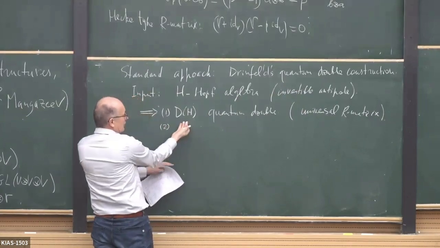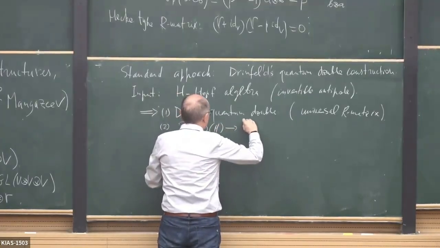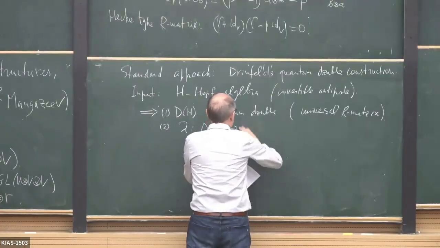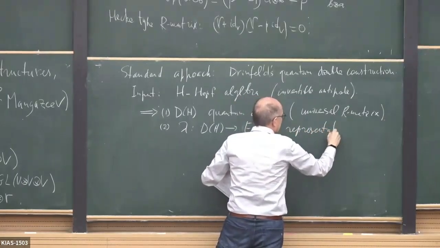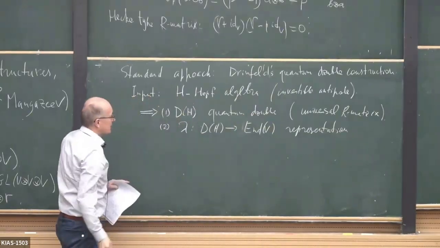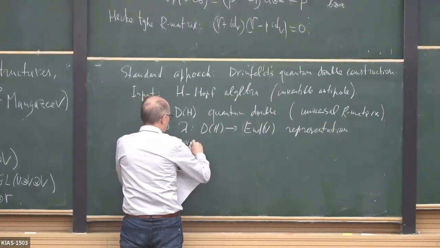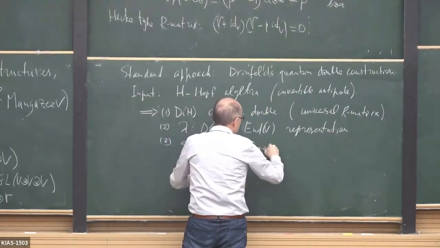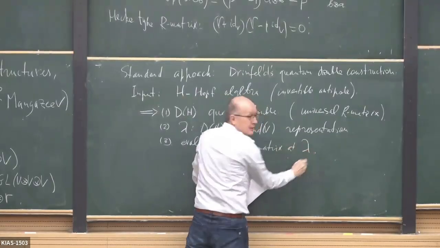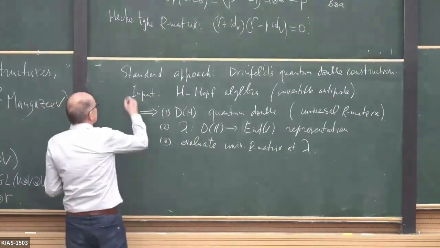Then you study the representation theory of this Hopf algebra. So you take a representation of D(H) on V, an endomorphism of V, and then you evaluate the universal R-matrix in this representation, and the result will be an R-matrix, a solution of the Yang-Baxter equation. So this is the standard approach.